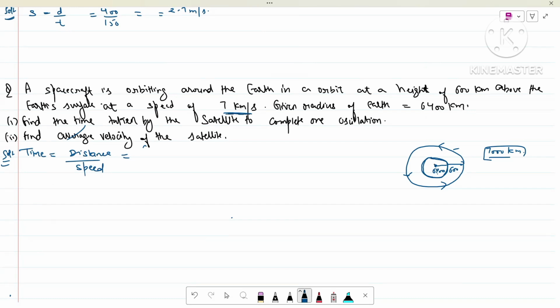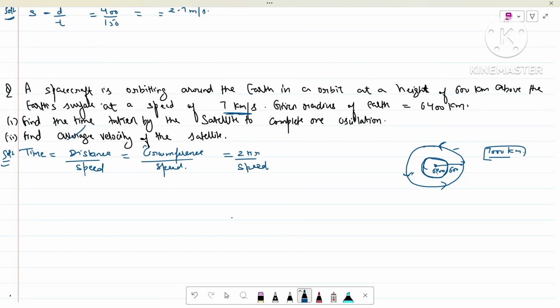Okay. So let's say this is Earth of radius 6400 kilometer and this is the orbit in which that spacecraft is moving and the height of this orbit is 600 kilometer. When the spacecraft is orbiting in the circular path, distance is given by circumference of the circular path. So distance will be given by circumference of the circular path divided by the speed. So time we will get. Now what is the circumference? Circumference is given as 2 pi r, where r is the radius of the circular path.